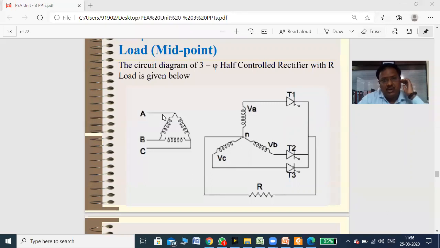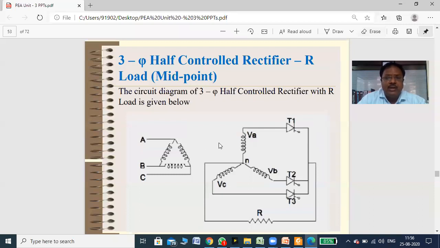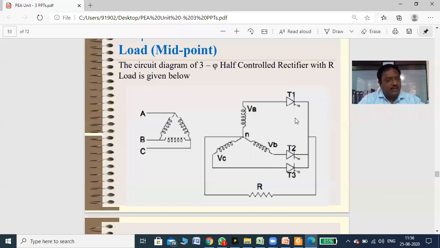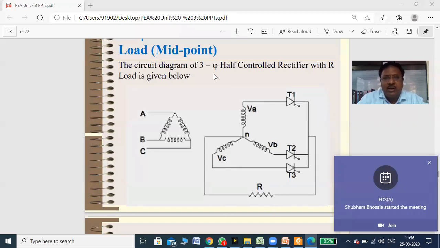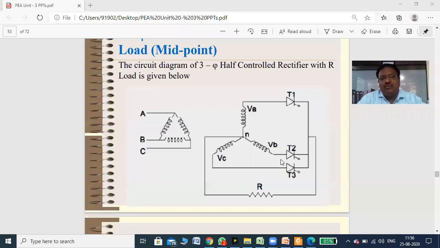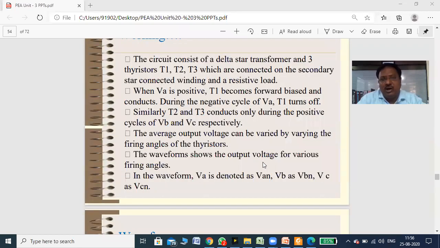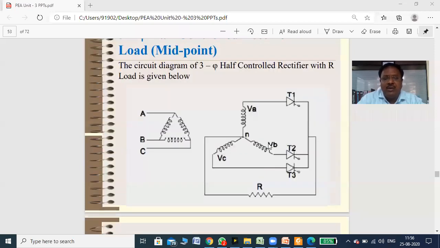In the last lecture, we saw the midpoint converter for R load, right? At the input side there will be a delta connection of the transformer, and at the secondary side a star connection. We are using a resistive load here. Whenever the phase voltage, that is phase A or B or C, is more positive, the SCR connected to that phase is in forward bias condition, and whenever you apply a triggering pulse, it starts to conduct and load current flows through the resistor.